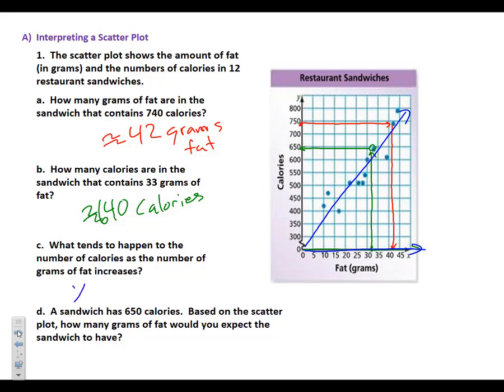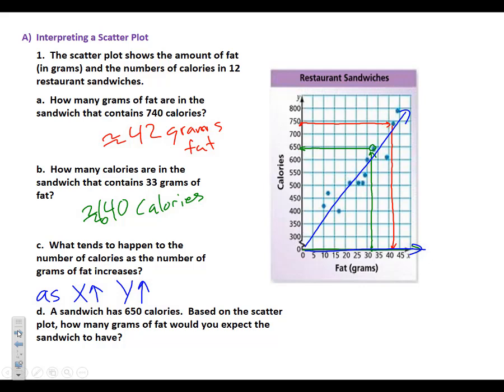So we can say that as x increases, as the number of fat grams increases, because that's what's on x, the number of calories, y, is also increasing, right? So we can pretty much determine that if there's more fat in it, there's more calories in it. Not always, but that's what typically happens. We can call that a trend. It's a trend.